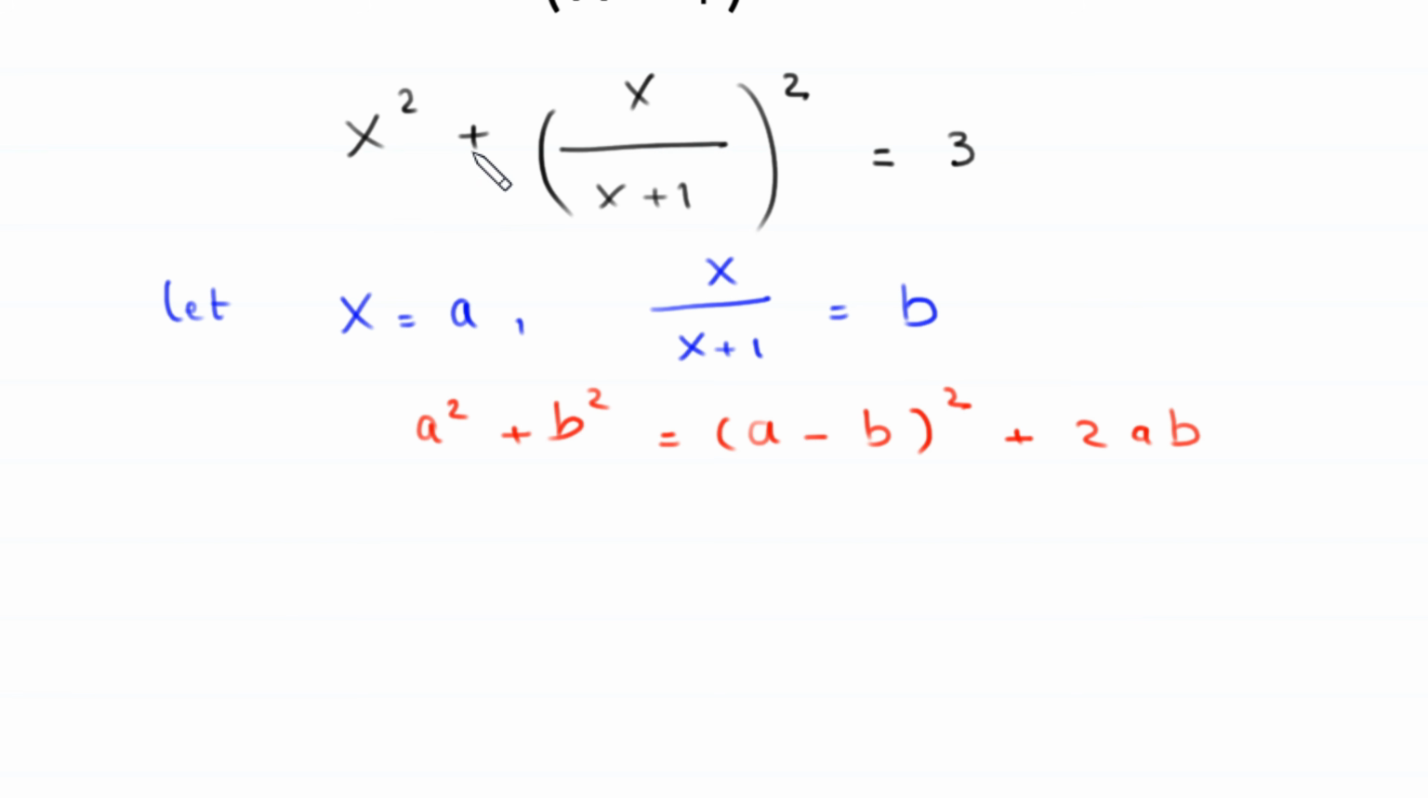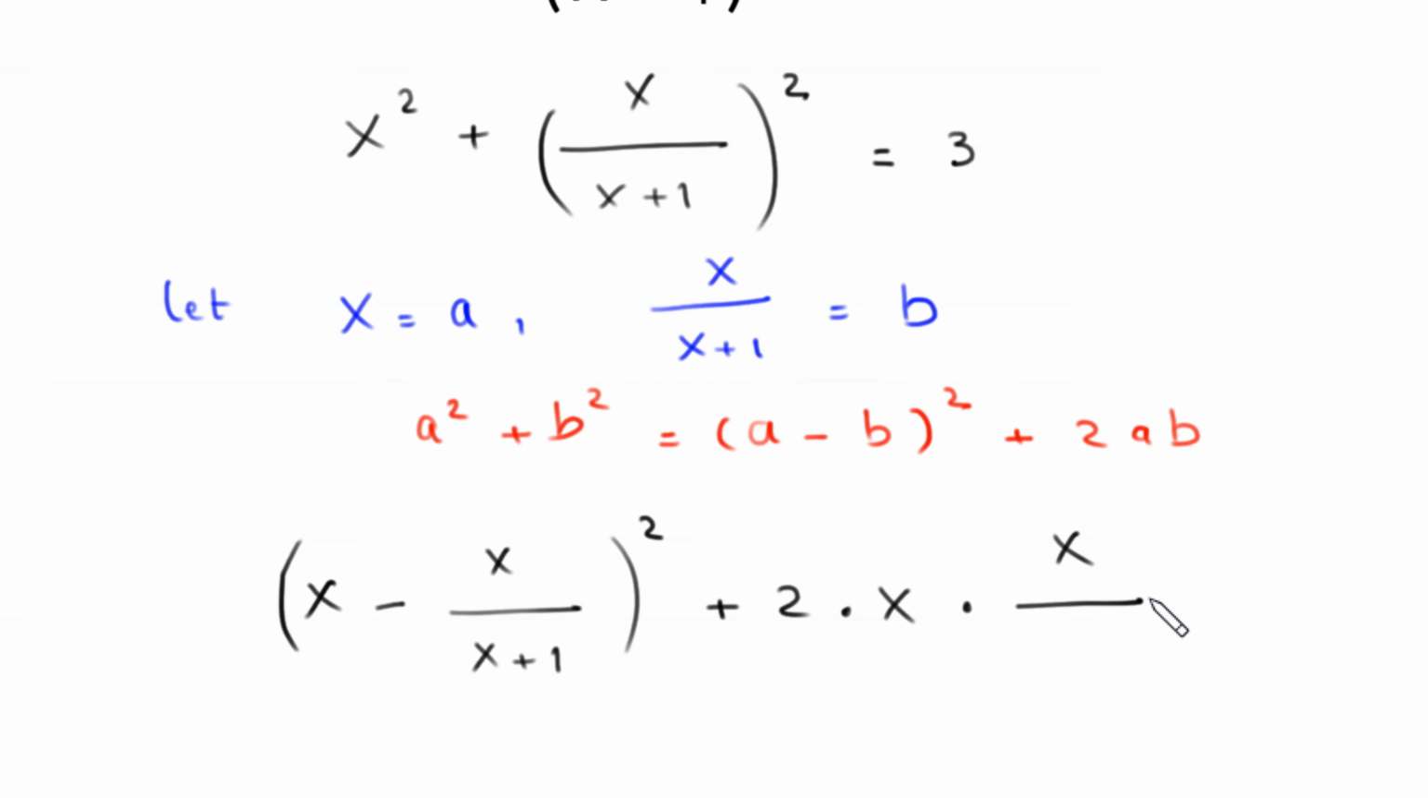This x squared plus (x over x plus 1) whole squared will become (x minus x over x plus 1) whole squared plus 2 times x divided by x plus 1 is equal to 3.